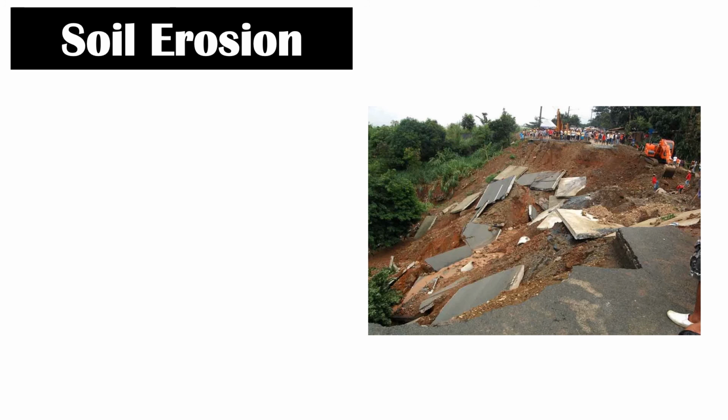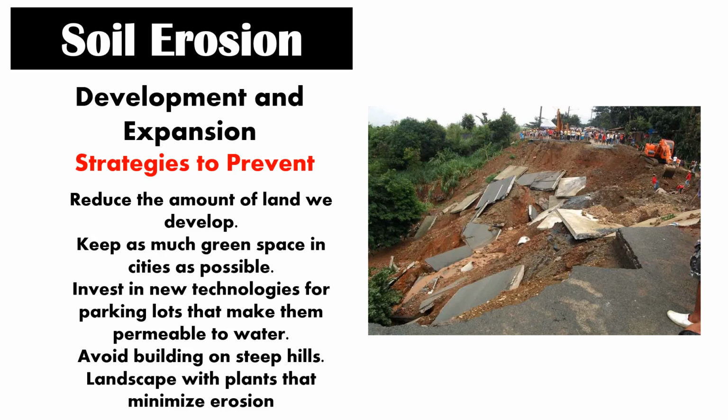So what are the things that we can do to prevent this? Of course, we can reduce the amount of land that we develop. If we do develop, keep as much green space in cities as possible. This will help hold the water when it rains. Next, invest in new technologies. For example, a parking lot can become a reservoir of rainwater if we make it permeable. Avoid building on steep hills. And last one, landscape with plants that minimize erosion.